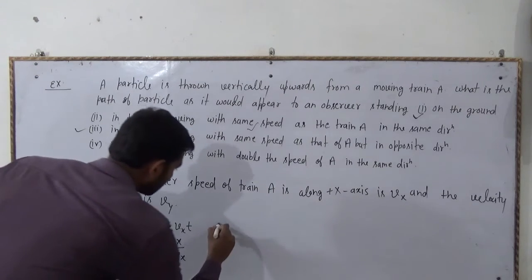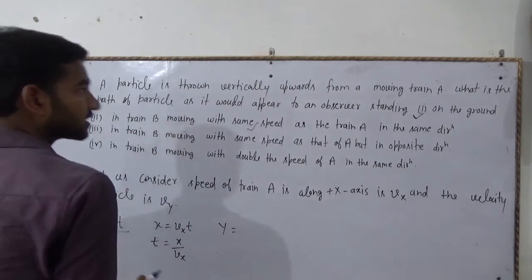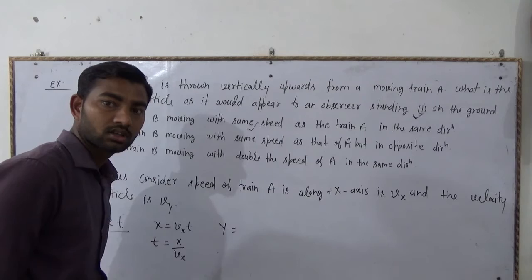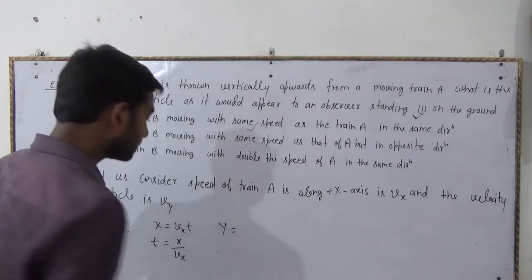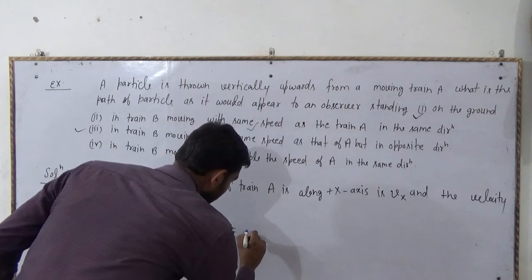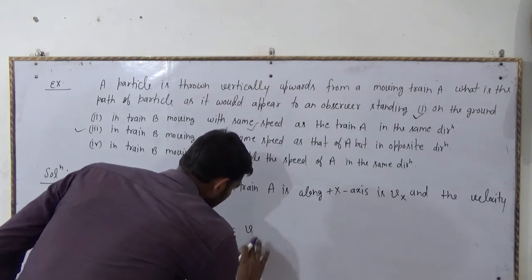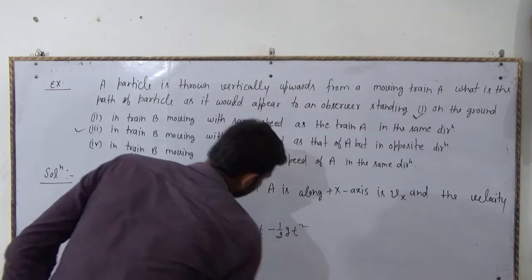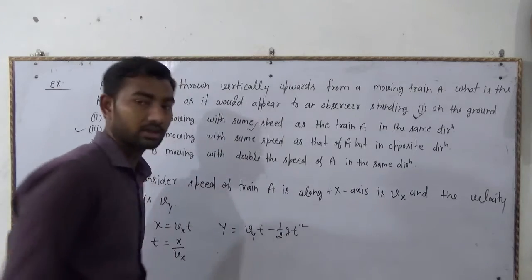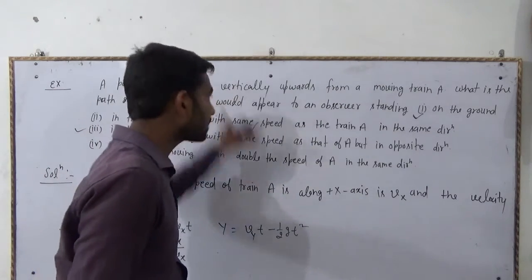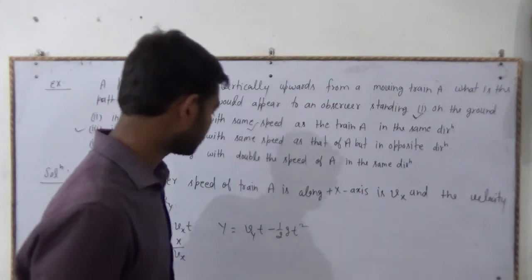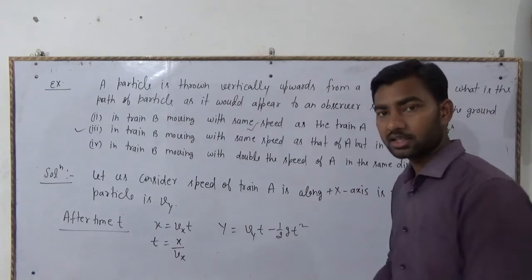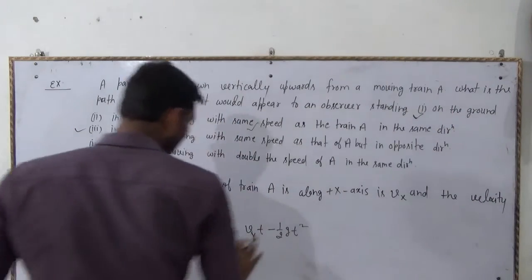So what will be the path of the particle, or what will be the component along the y axis? Here y is equal to Vy t minus half g t square. Here g is acceleration due to gravity. Because the particle has been thrown upward, the acceleration due to gravity will be downwards and the sign will be negative. So y is equal to Vy t minus half g t square.